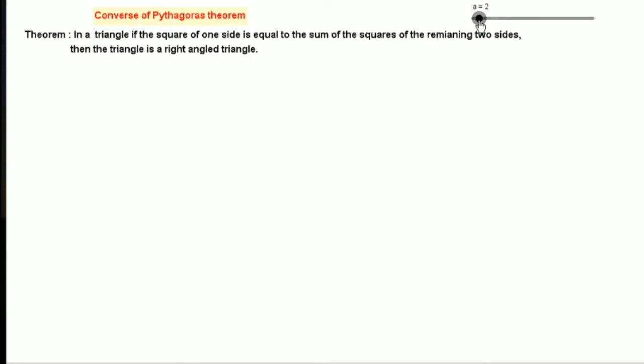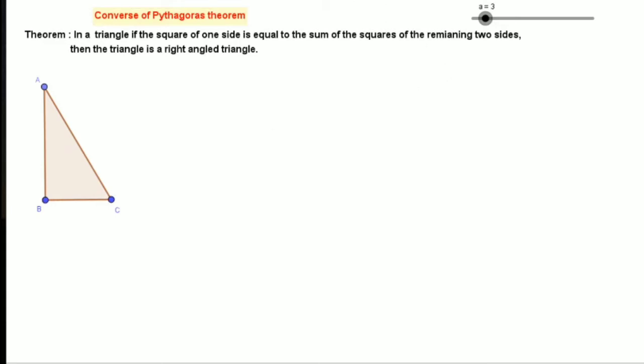So let's draw the figure. Consider triangle ABC. We do not know whether this angle ABC is 90 degrees or not. We have to prove it. Now in this triangle, what is given? The square of one side is equal to the sum of squares of the remaining two sides. Here consider the longest side, so AC square is equal to AB square plus BC square. This is given to us.